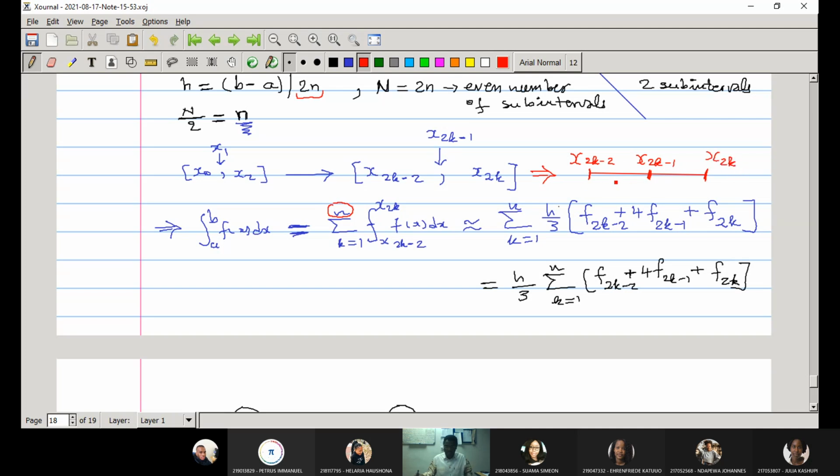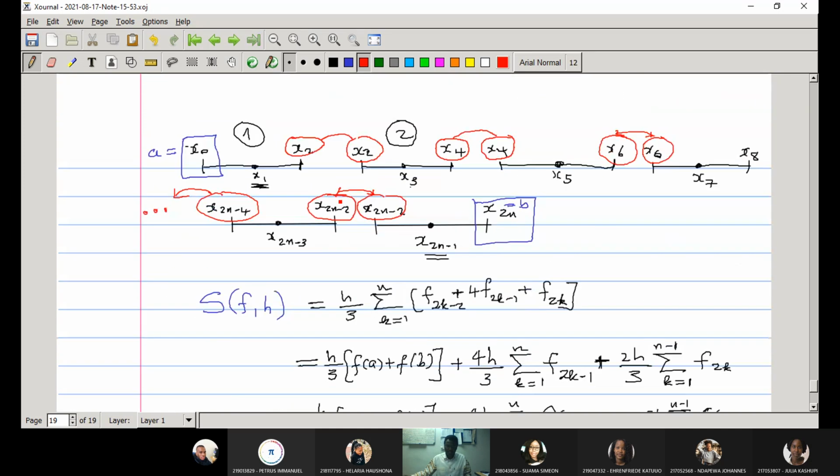So that's what we have. We have these 3 points. So when we compute these integrals, you see that we'll be getting evaluation at those points. Now, if you expand this summation, as I explained yesterday, there are points that will be repeated.